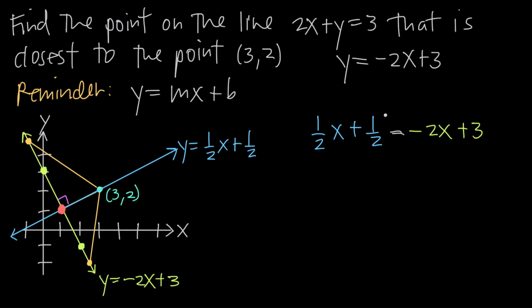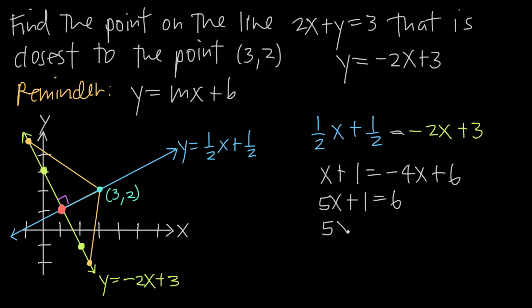So now we just need to simplify this. In order to do that, we'll multiply through every term on both sides by 2 in order to cancel out these fractions. So we'll get x plus 1 equals negative 4x plus 6. We'll add 4x to both sides, and we'll get 5x plus 1 equals 6. We'll subtract 1 from both sides, and we'll get 5x equals 5. And dividing by 5, we can see that x is equal to 1.